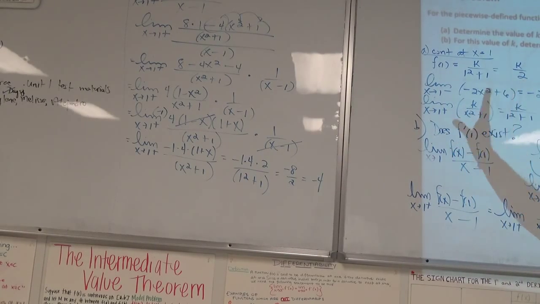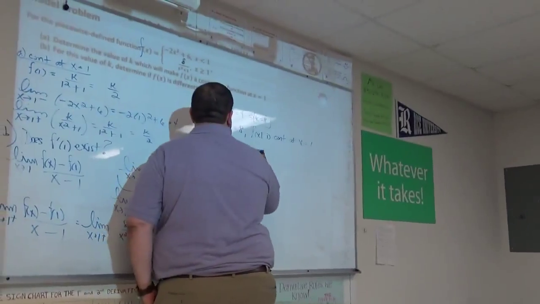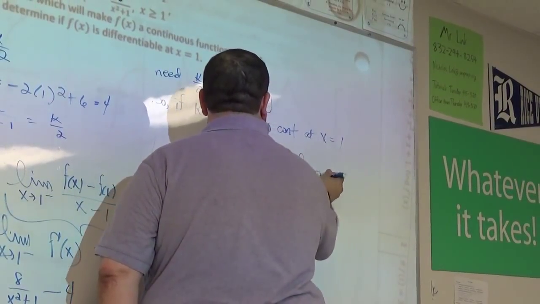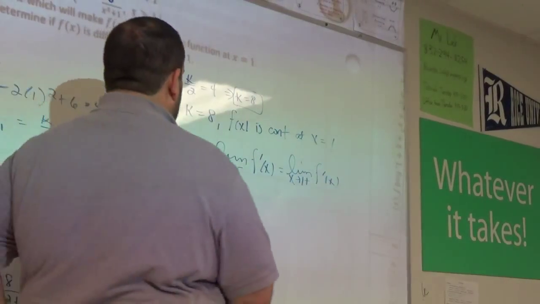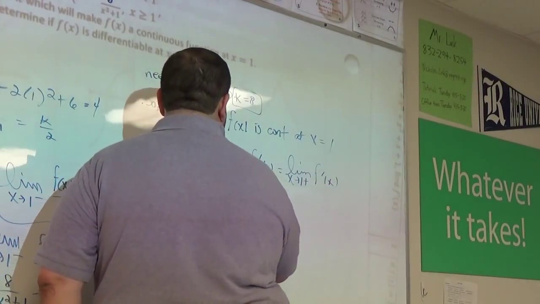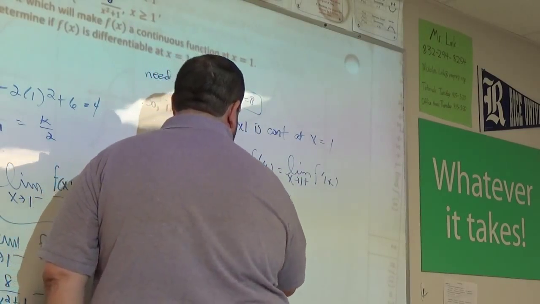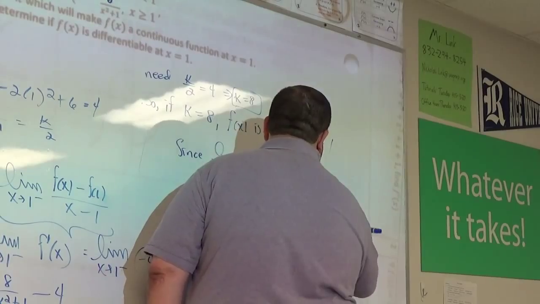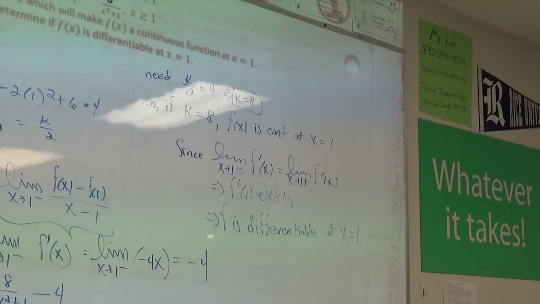I realized that was like 2 whole boards' worth of work for that little conclusion, but let's write that up and make sure it's really clear. So for the end of part B, I'd want to see something like this. Since the limit as x approaches 1 from the left of f prime of x equals the limit as x approaches 1 from the right of f prime of x, what this means is that f prime of 1 exists. Said another way, this means f is differentiable at x equals 1. That's the conclusion. That's the end of the story.